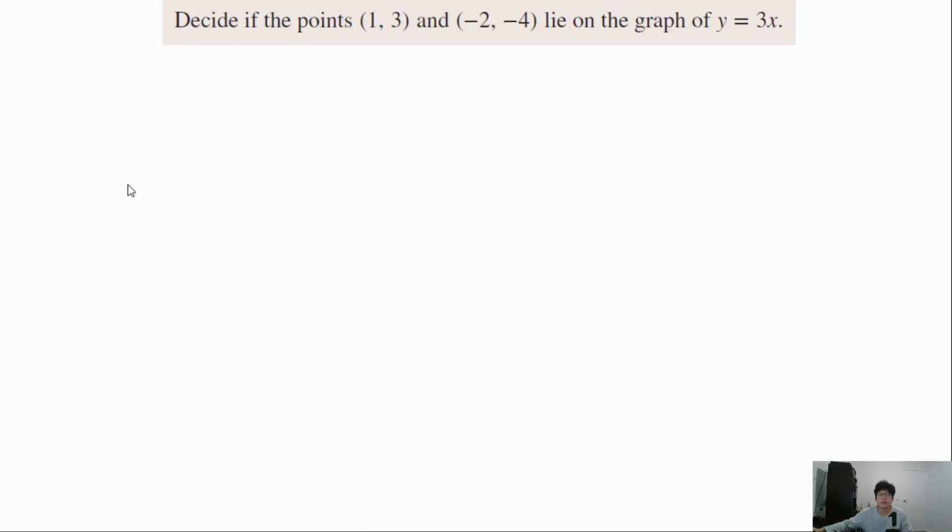Now moving on to the next question, we're going to decide if the points 1, 3 and negative 2, negative 4 lie on the graph of y equals 3x. So we do this by substituting these coordinates or points into this rule here. Let's start off with 1, 3.